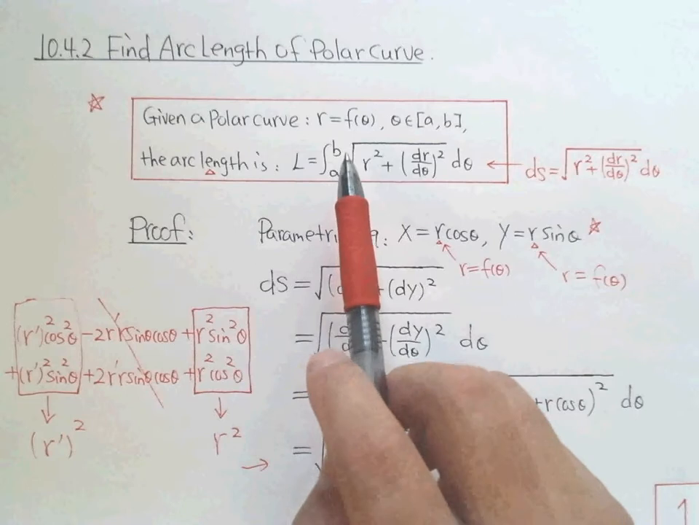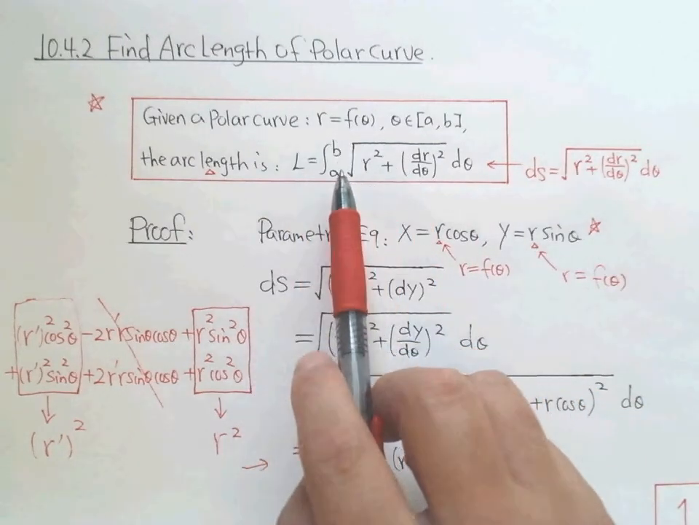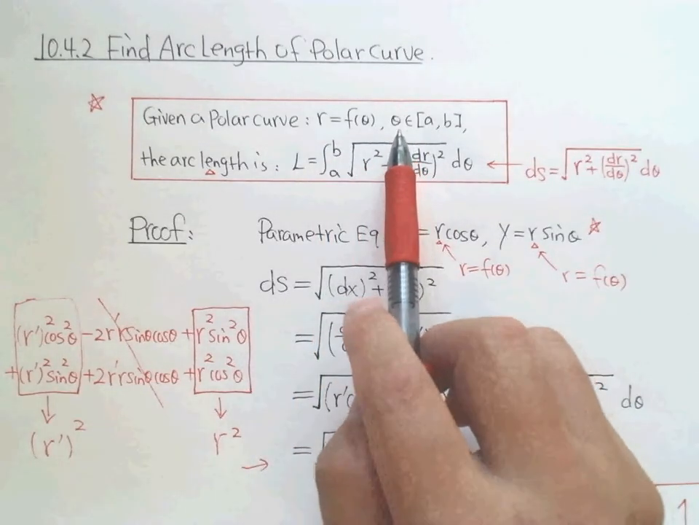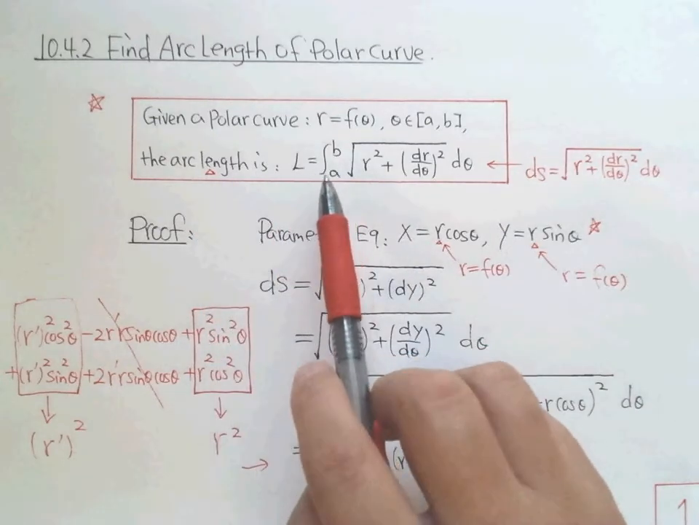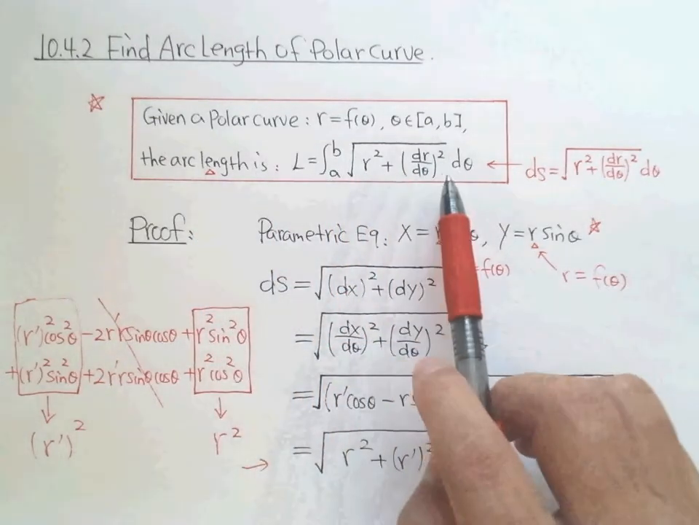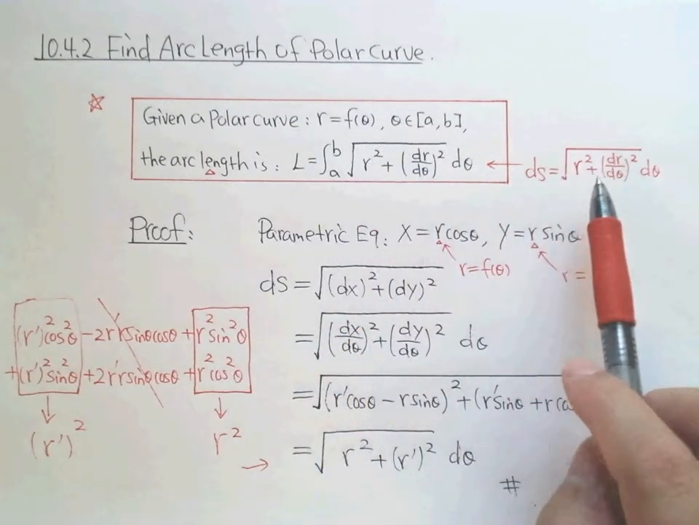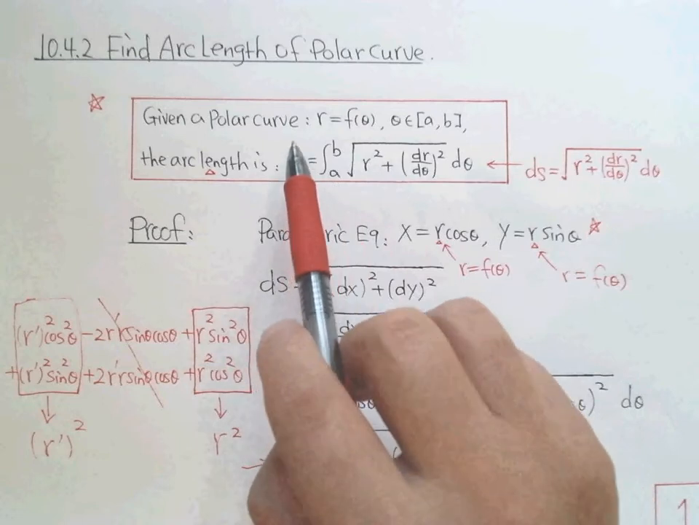Okay, so first a summary, look at the formula. If we have a polar curve like this, and the parameter theta is between A and B, the arc length is L equals the integral from A to B of this. Okay, so all this term is ds. So when we integrate ds, we get the whole length, right? Why is ds this form?